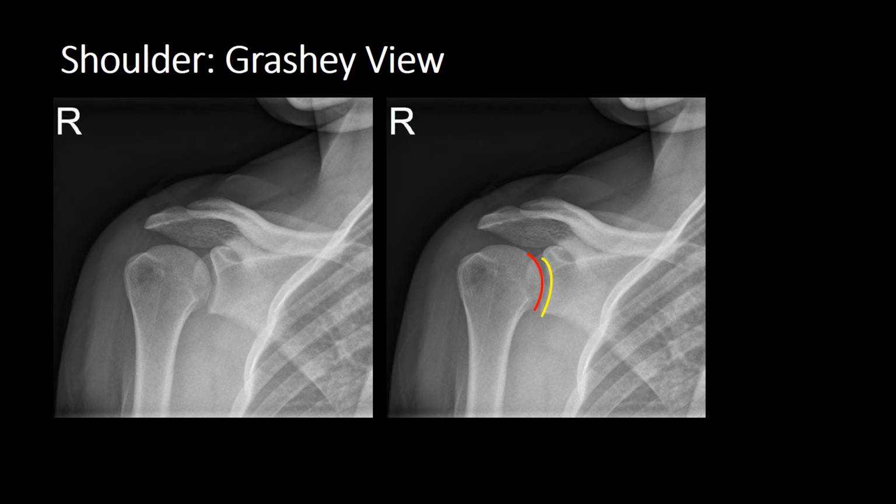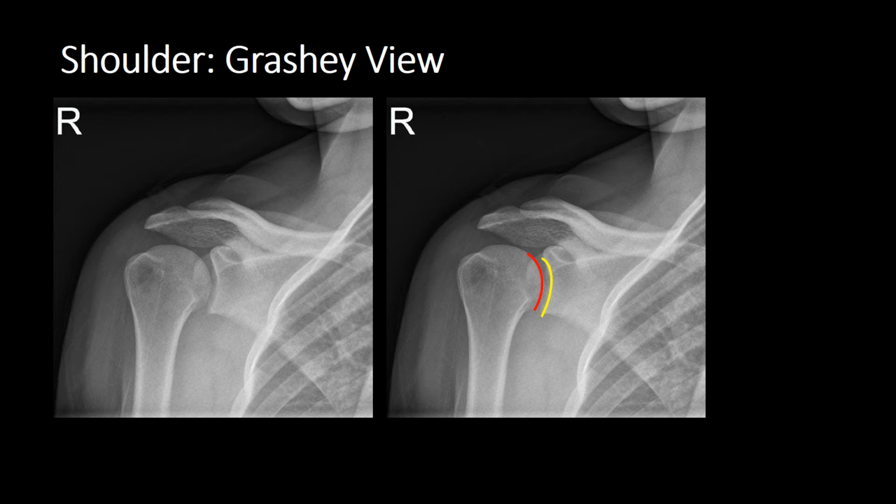The Grashey view provides excellent visualization of the glenohumeral joint, and it's for this particular reason that any patients who have a manipulation to reduce a dislocation, when they return to the X-ray department, their follow-up images should include a Grashey view rather than an AP view. The reason being that we no longer need to assess the clavicle, the acromioclavicular joint or the body of the scapula. That's already been performed on the initial imaging.